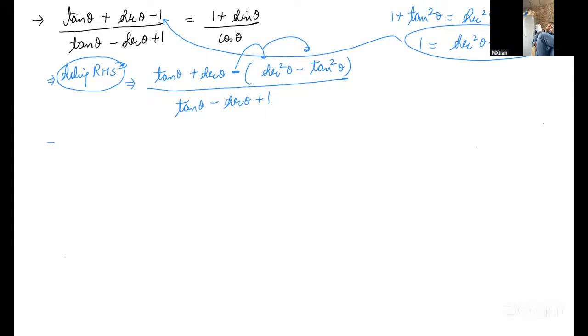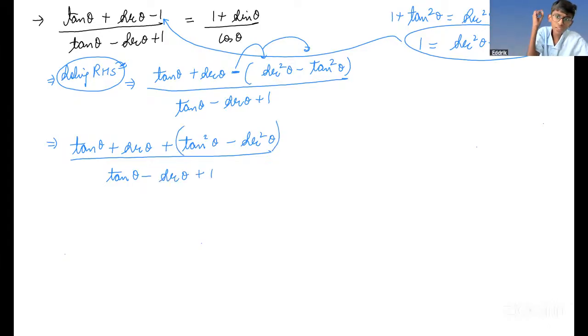The next step will be tan theta plus sec theta. Now the minus tan square theta will become plus tan square theta, so plus tan square theta minus sec square theta. Did you understand? And the denominator will remain the same, tan theta minus sec theta plus 1. Why not substitute this one also with sec square theta minus tan square theta? Because it will make things complicated.